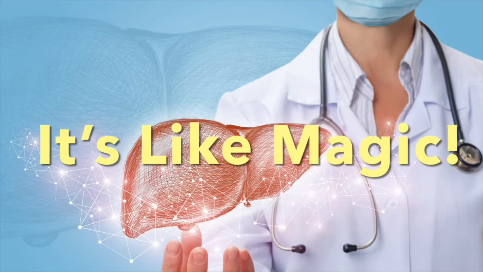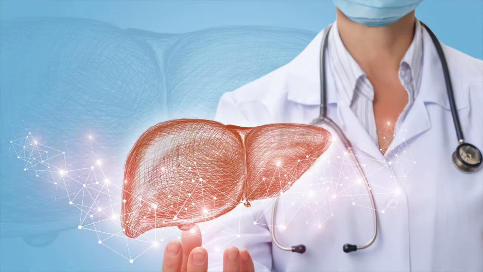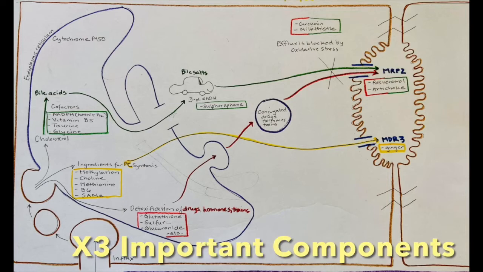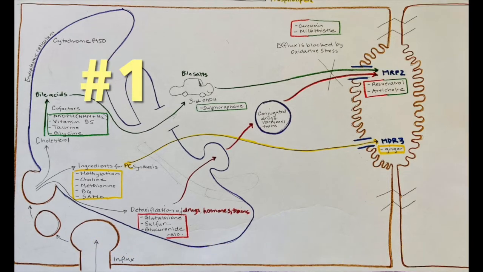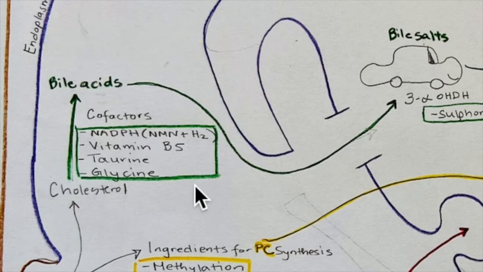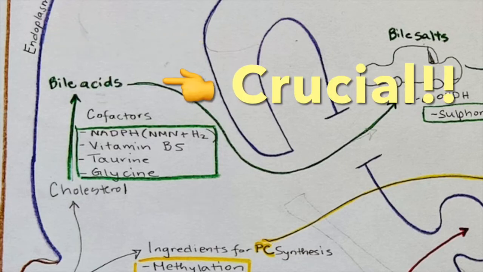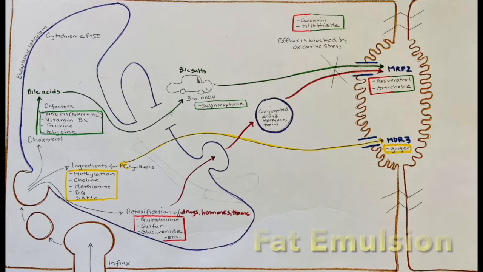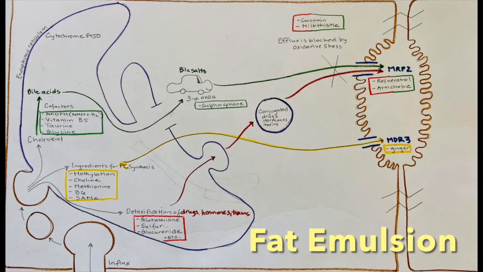This is where the magic happens. I will highlight 3 important components of bile today. The first component is bile acids. Bile acids are a crucial component of bile. They give bile the ability to emulsify fats for proper digestion and absorption of fat and fat-soluble vitamins.